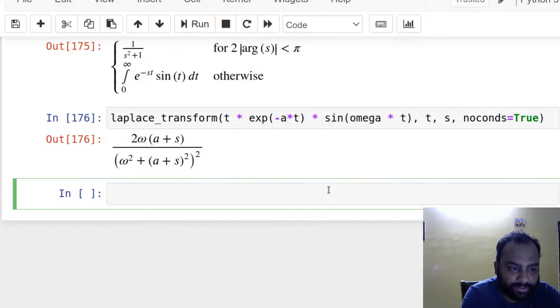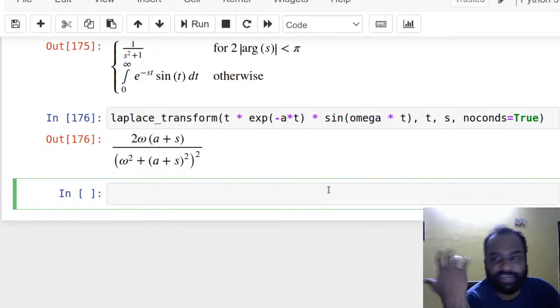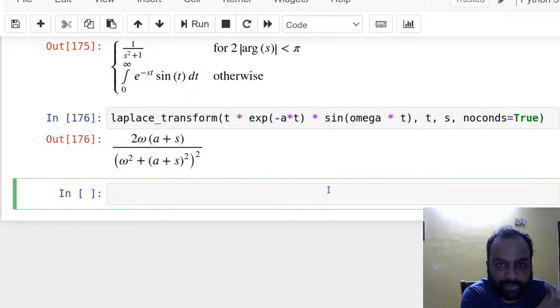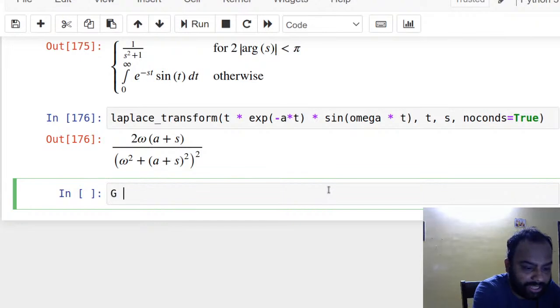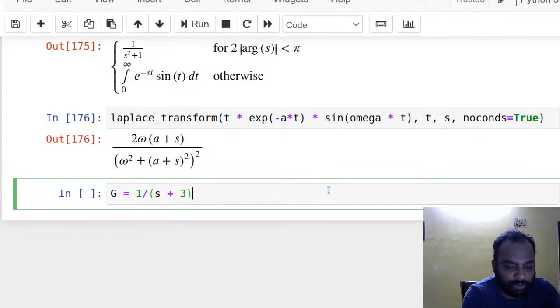All right, that's good and all, but we also know that we can use inverse Laplace transforms to solve differential equations, to calculate the response of linear time invariant systems, continuous time linear time invariant systems. Say we have a transfer function. So say g is a transfer function. Say this is, for example, let me write down a simple thing, 1 by s plus 3, just showing you a very simple crude example.